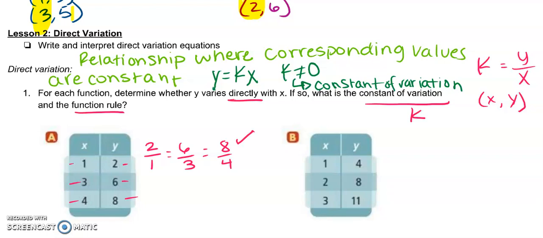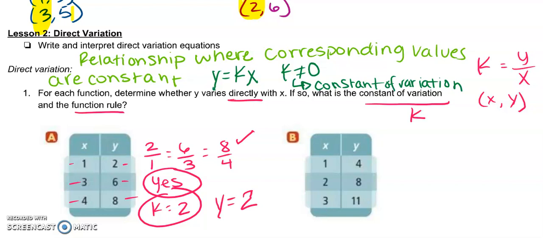It does vary directly. So the first part is yes, it varies directly. My constant of variation, all 3 simplify to 2. Now it would only take one of those to break the rule. So if 2 of them simplified to 2 and 1 didn't, then that wouldn't be enough. That's my second part. And then I'm going to write the function rule, y equals k, which we just determined to be 2x. This is direct variation.